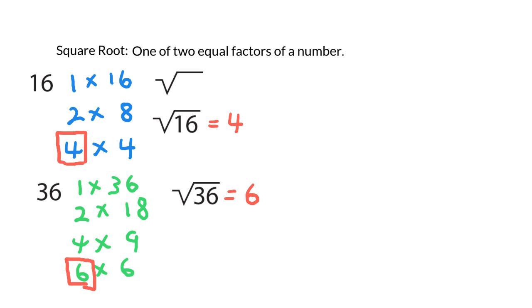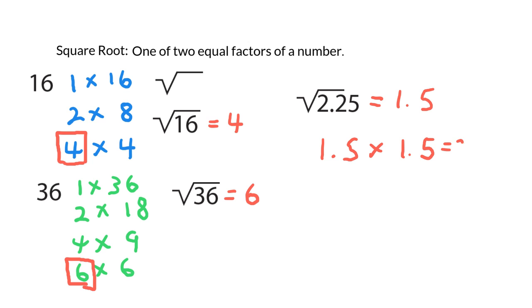You can also find the square root of numbers that are not whole numbers. For example, this decimal here tells us to find the square root of 2.25. I'm not going to write out all the factors, but we could say that the square root of 2.25 is 1.5, because 1.5 times 1.5 is equal to 2.25.